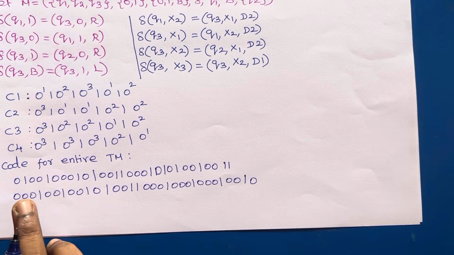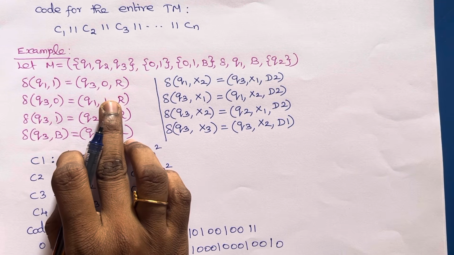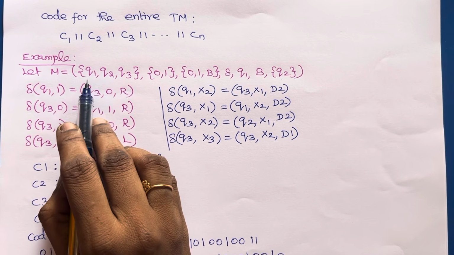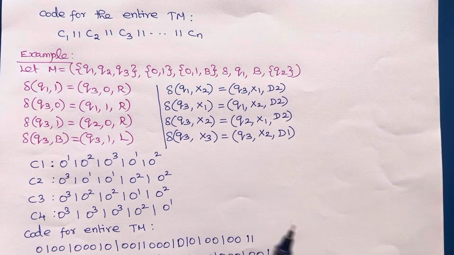So this is a particular code for this given example. Similarly, we can write it for any example. Suppose Q0, Q1, Q2 are given. First convert them into Q1, Q2, Q3. Then only we can convert it into binary numbers.